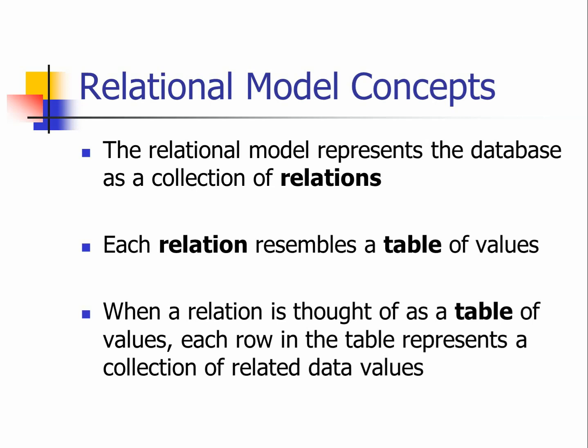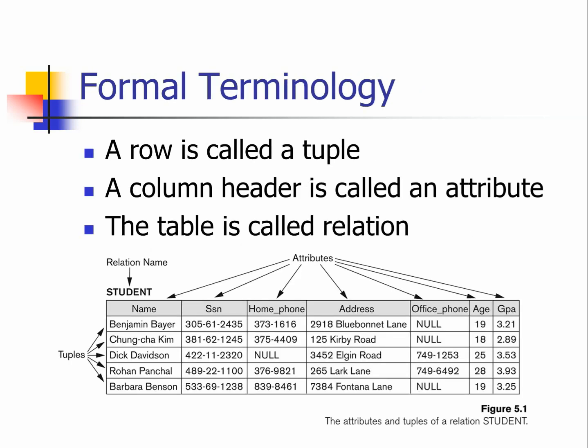When a relation is thought of as a table of values, each row inside the table represents a collection of related data that we are interested in. If we look at this table, you will understand each row is called a tuple. So this student relation, also the student table, has 5 tuples, indicating there are 5 students. Each column is represented as an attribute. In this relation, it has 1, 2, 3, 4, 5, 6, and 7 attributes.